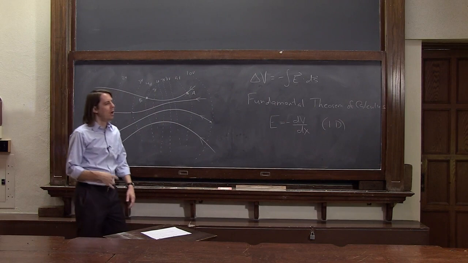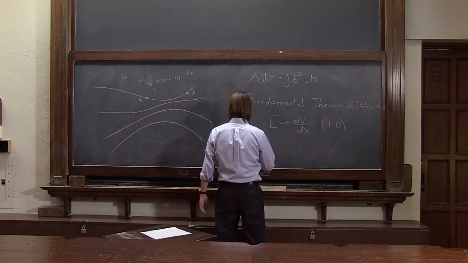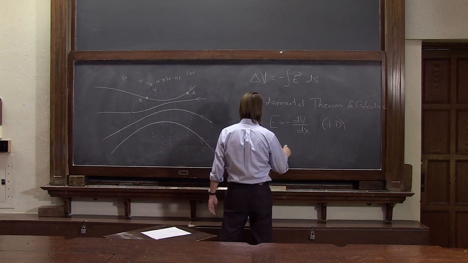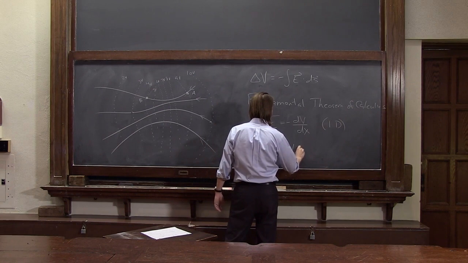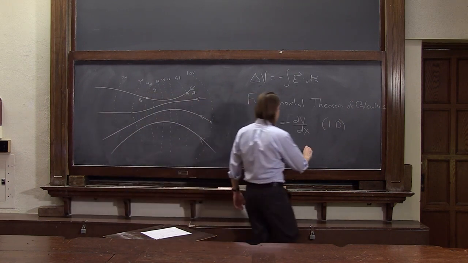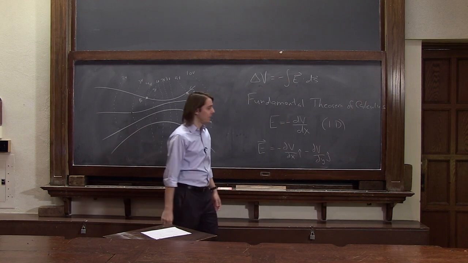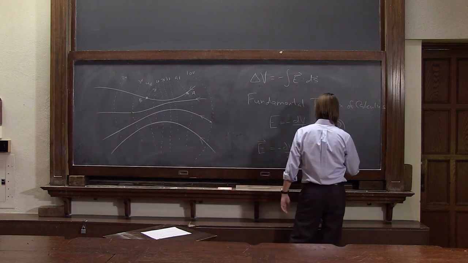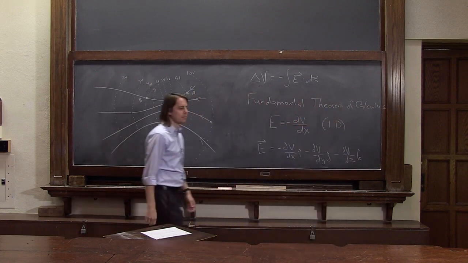If you want to do the full 3D vector calculus version in Cartesian coordinates, it would look like this, and this may kind of make sense to you: minus the derivative of V in the x direction, that's the x component, minus the derivative of V in the y direction, that's the j component, and minus the derivative of the field V in the z direction, that's the k component.